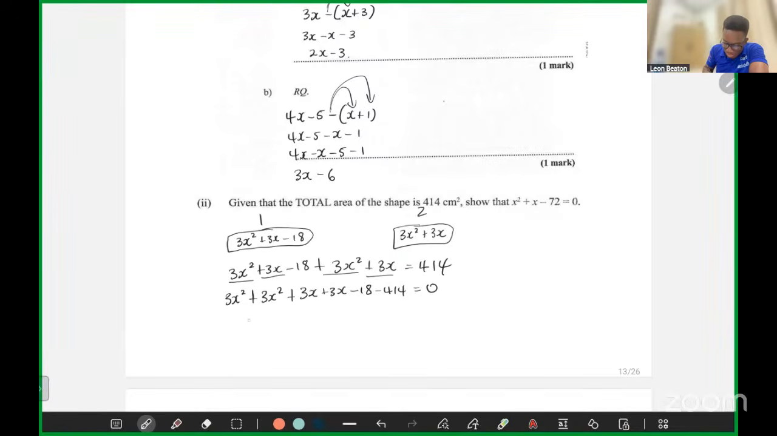So 3x squared plus 3x squared will give us 6x squared, plus 3x plus 3x will give us 6x, and negative 18 minus 414 would give us minus 432. And that would be equal to 0. However, we did not get what is at the top here. But if you're here since the beginning, what do we do with this equation to get what is at the top?